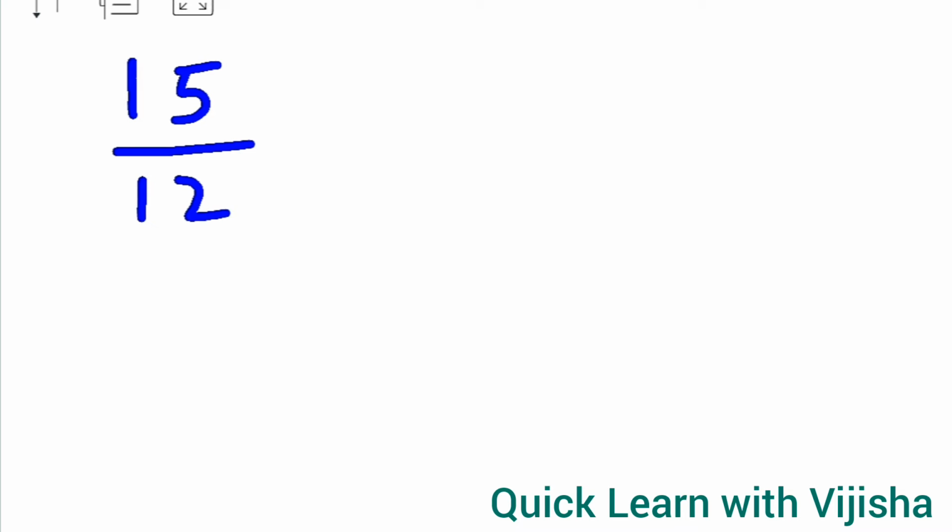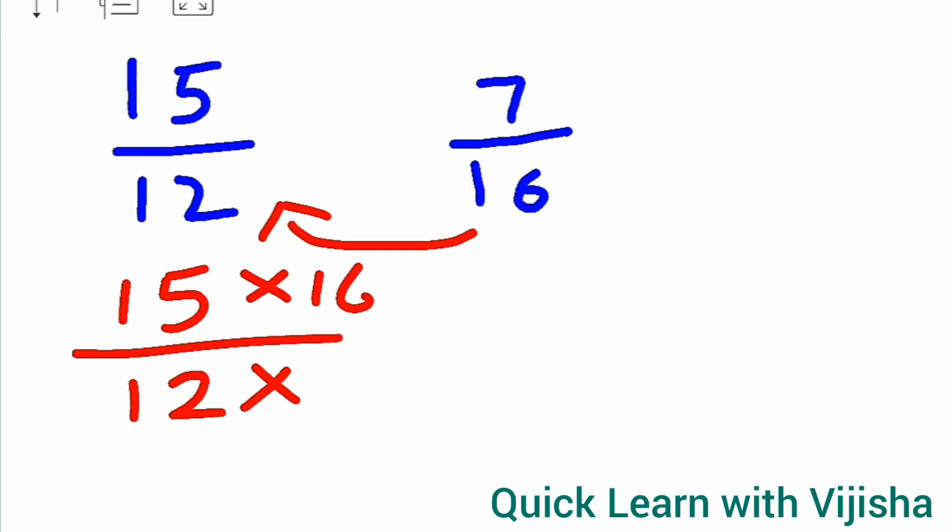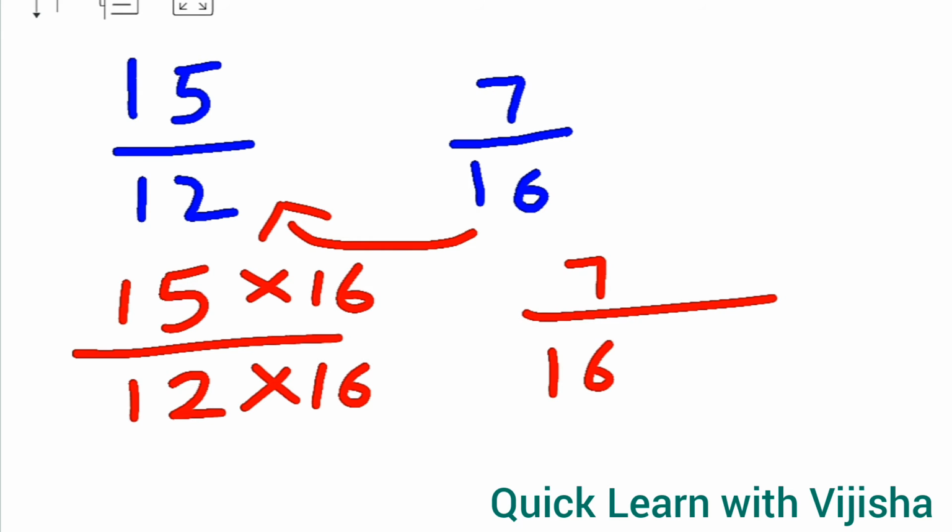15 upon 12 and 7 upon 16. Now here neither the numerators nor the denominators are the same. So let's see how to do this. We will use cross multiplication. That means 16 has to be multiplied on this side, and for 7 upon 16, we will multiply with 12. Understanding, children? This method is called cross multiplication.